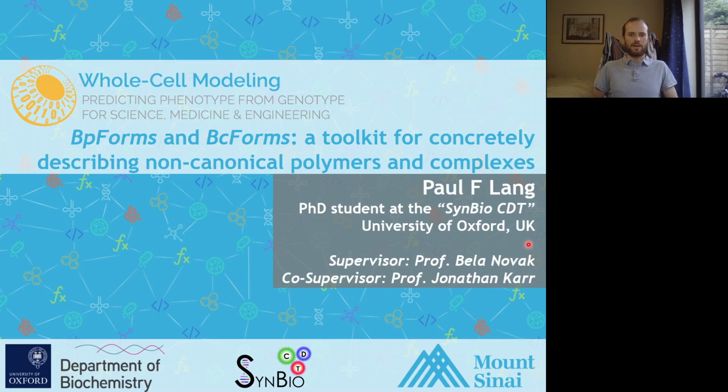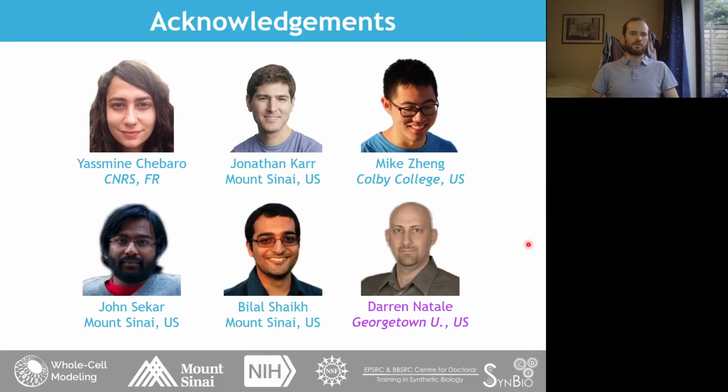And to learn more about that, I reached out to Jonathan Carr and asked him if he has a project available for me. And indeed, he was just thinking about developing a toolkit for concretely describing non-canonical polymers and complexes. So I went to New York, and together with Yasmina, we started to develop BpForms. And once Yasmina and I left, Mike, John, Bilal, and Darren took over.